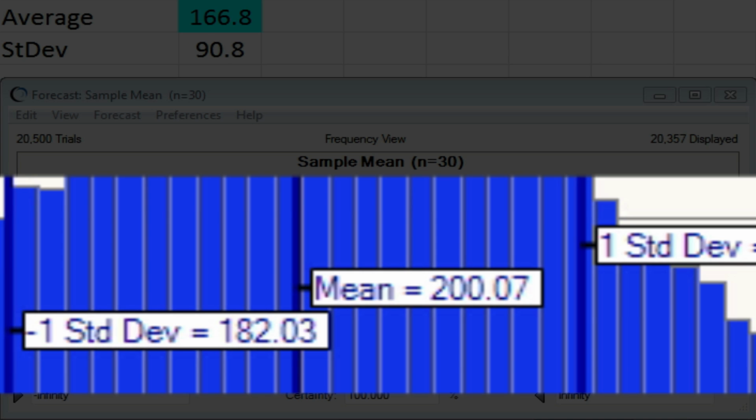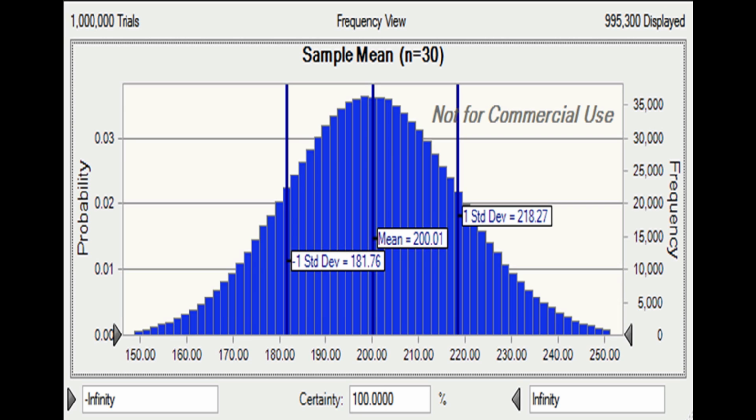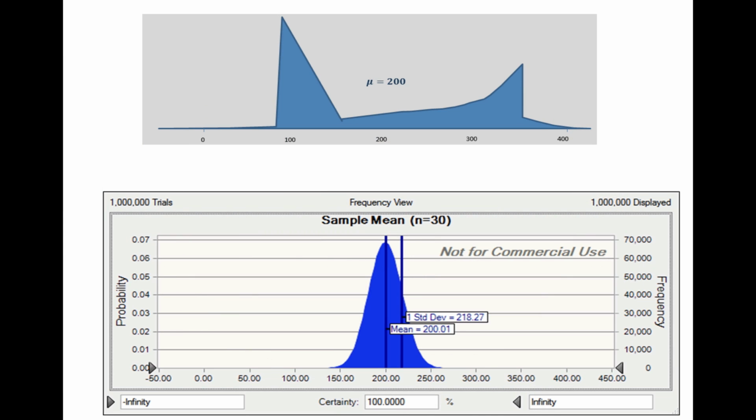For 1 million trials, the distribution eventually looks like this. Again, the distribution of the sample mean looks like a beautiful normal distribution. But let's compare the mean and the standard deviation directly against the underlying population distribution. Again, the mean is almost perfect. The standard deviation, recall, was 100 for our population. It is 18.27, or 18.26 rather, for the sample mean. The ratio is once again exactly the square root of n, the square root of 30, which is 5.477.